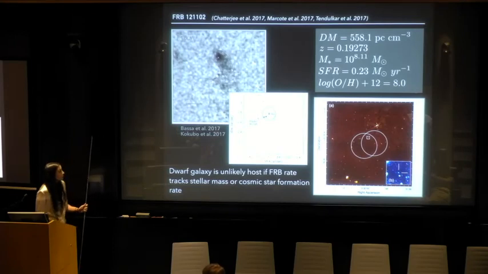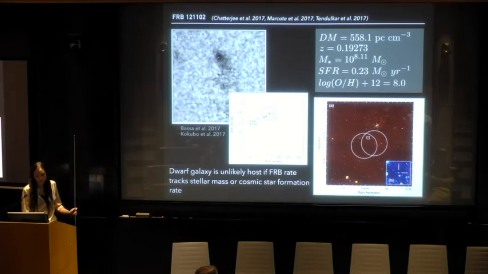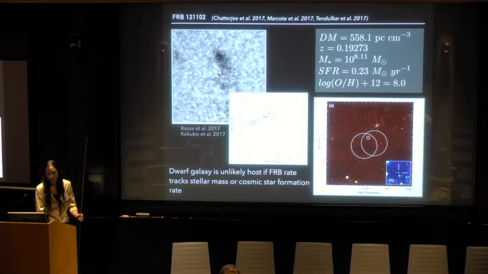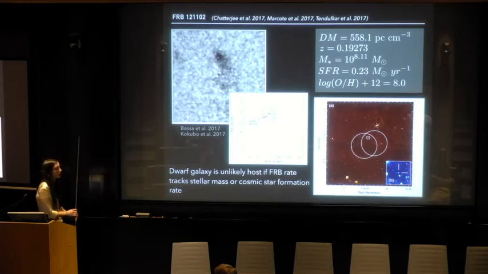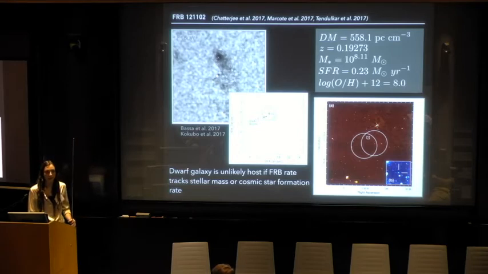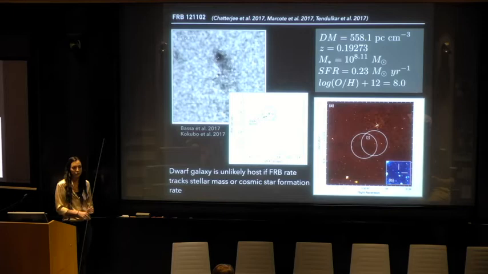All right, so starting with the first repeating FRB. This, of course, was precisely localized due to the repeating nature of the event, which allowed for this unambiguous host identification with a low luminosity dwarf galaxy at a redshift of about 0.2. The fact that this was a low luminosity dwarf type galaxy was really surprising and perhaps unexpected. These types of galaxies account for less than a few percent of the total stellar mass in the local universe. So in other words, if we think that the FRB rate tracks the stellar mass or the star formation rate density, this is a really unusual host.